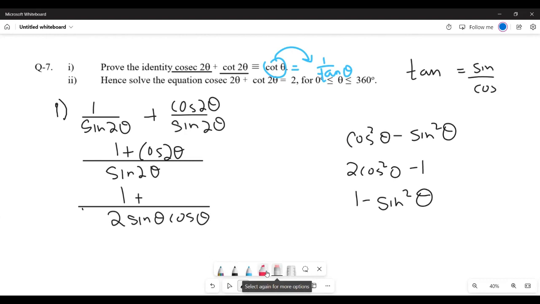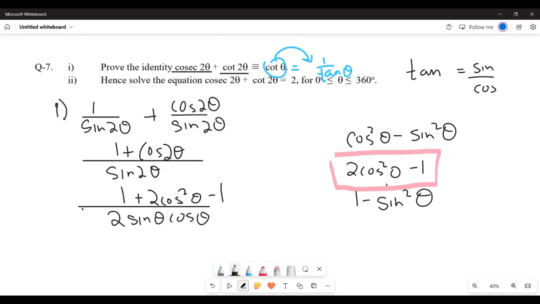You can do it with this one as well, and it won't make any difference. I'm just randomly going to use this. What's happening with this, I can see that 1 and -1 will cancel out. So that's going to be a slight convenience, but honestly, you can use any one of these. It will in the end get you the same answer. So this and this cancels out. So we get 2 cos square theta upon 2 sine theta cos theta.